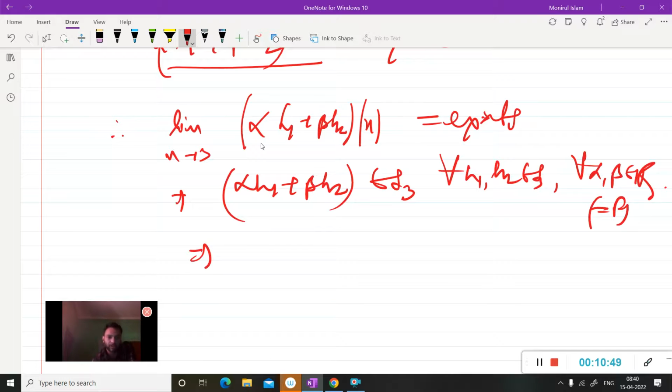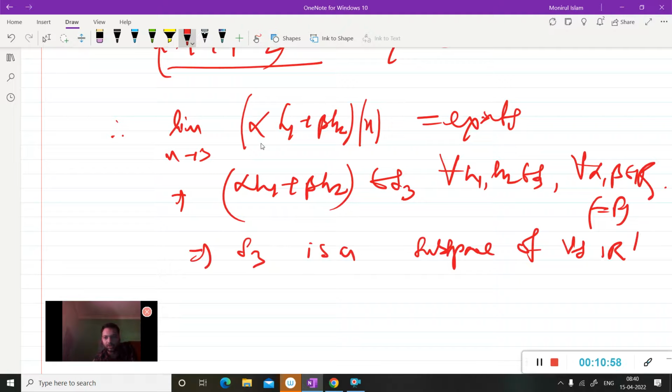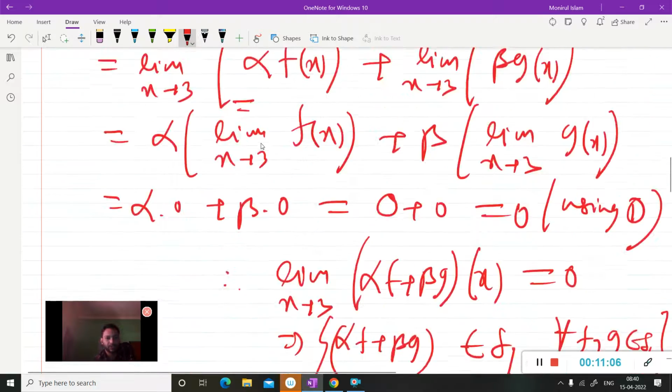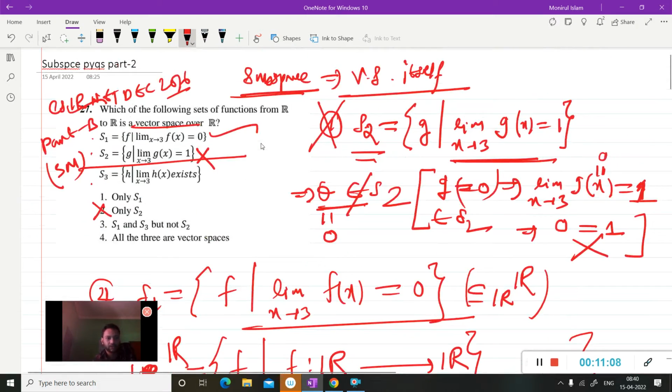Okay, from here you can say S3 is a subspace of the vector space R2 over R. This is a subspace, every subspace is a vector space, so S3 is a vector space, right?